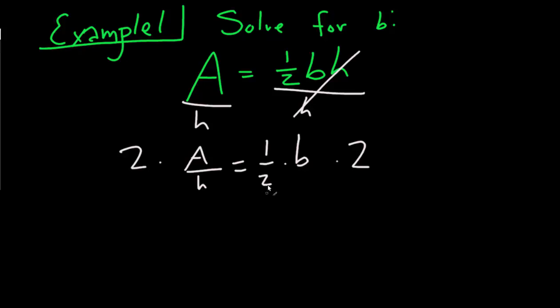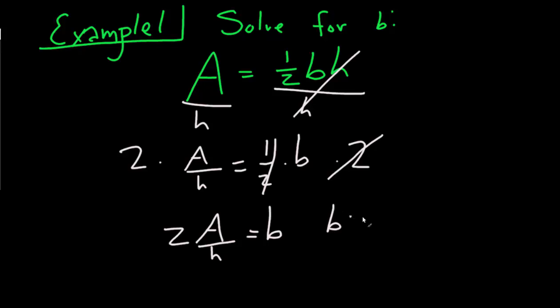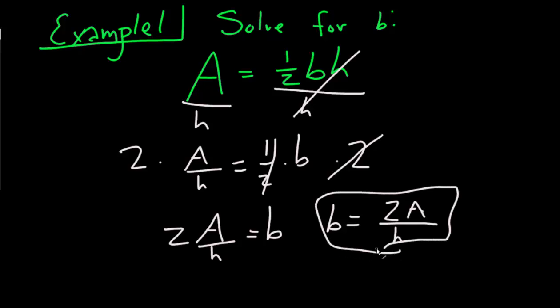And what's going to happen is this 1/2 will cancel out with this 2, and we're left with 2A over H equals B. And I'm going to rewrite that to say B equals 2A over H. Okay guys, so there we go. We've solved our first example. We have gotten B. Let's move on to the next one.